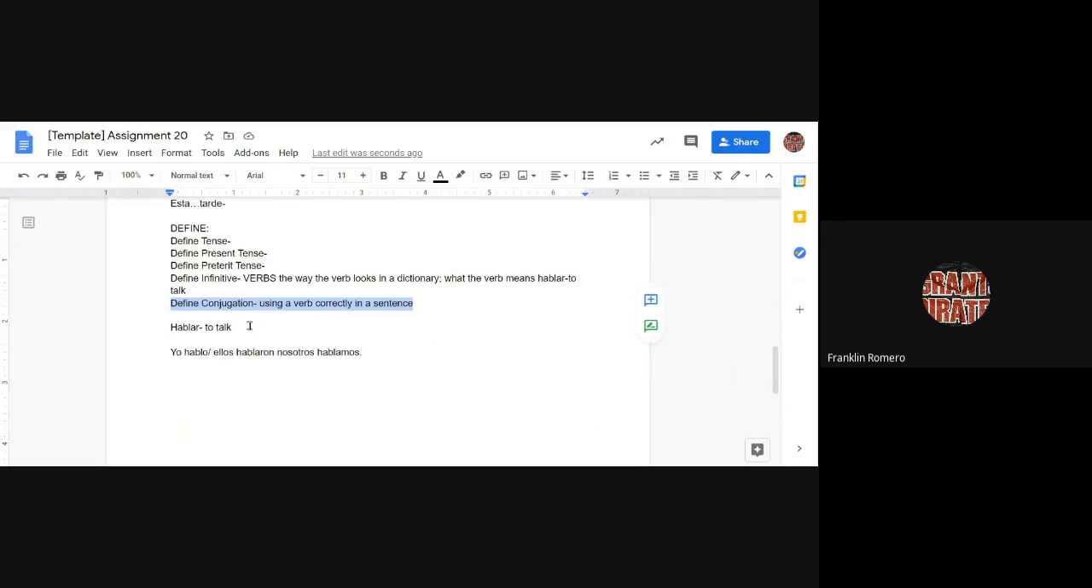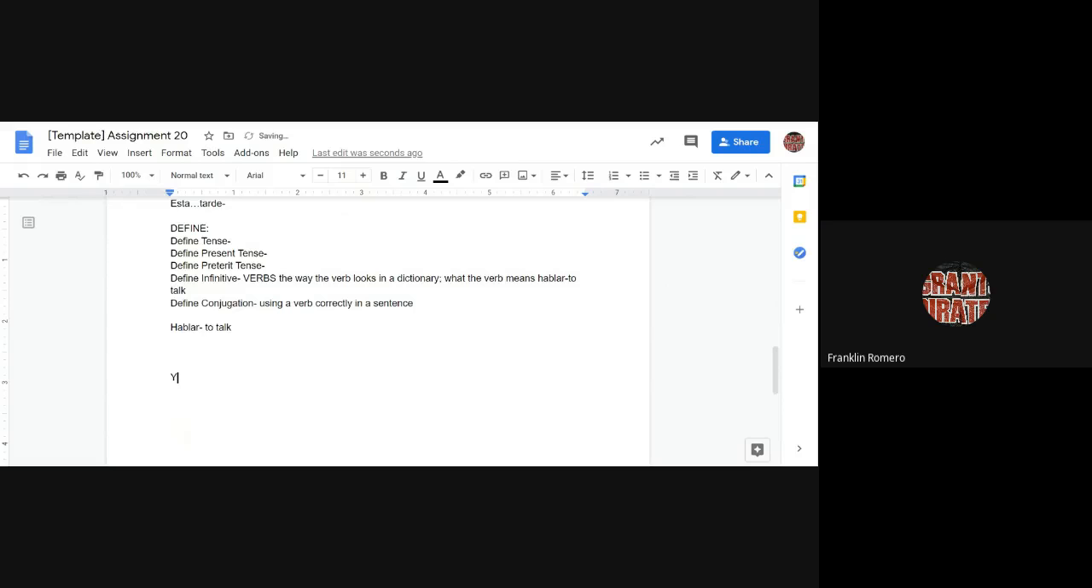So you take, for example, hablar, your infinitive, and then you conjugate it in a sentence. For example, yo hablo mucho, ellos hablaron mucho, nosotras hablamos mucho, etc. So whatever verb you're going to use in a sentence, that would be a conjugation. And we have to conjugate the verb. So, for example, you would never have yo hablar. You have to conjugate the verb. You have to drop the ending in regular verbs and add the conjugation, yo hablo, etc.